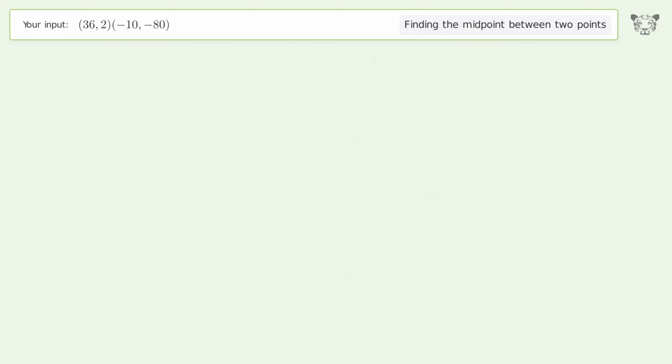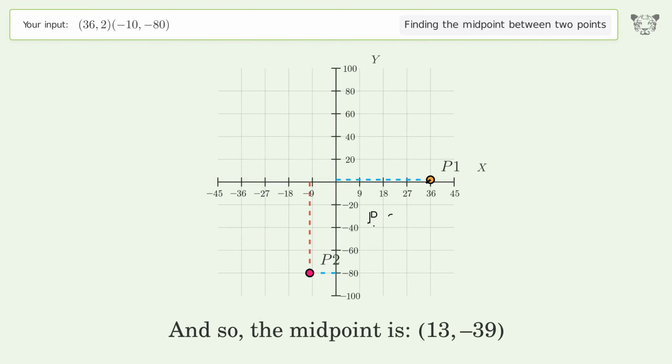And so, the midpoint is 13, negative 39.